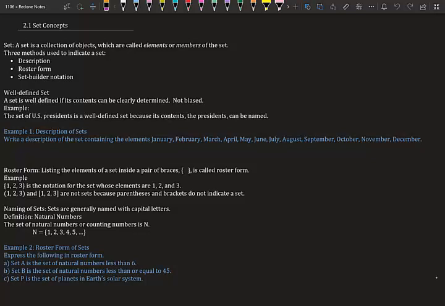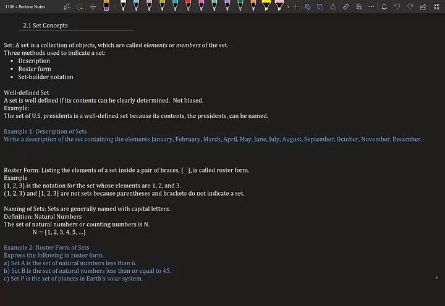2.1 Set Concepts. A set is a collection of objects which are called elements or members of the set. There are three methods we can use to indicate a set. We can use description, which is like using words. We can use roster form, which you've seen before, and set builder notation, which some of us might be super common with but didn't know that that was the name.